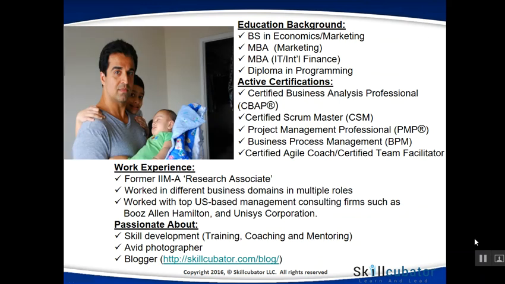So that's me. And you can see, I have a bachelor's in marketing economics followed by MBA. I did diploma in programming, but I never did any coding on any projects. So one of the questions I get is, do I need to be a programmer to be a business analyst or be a business systems analyst? And the answer is no, you don't need any programming experience to be a business analyst or business systems analyst. So that's about me.